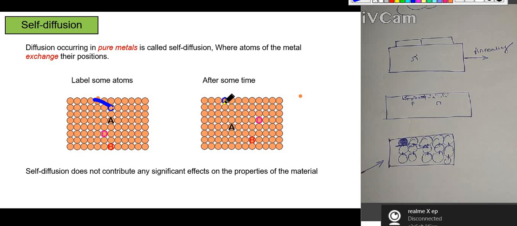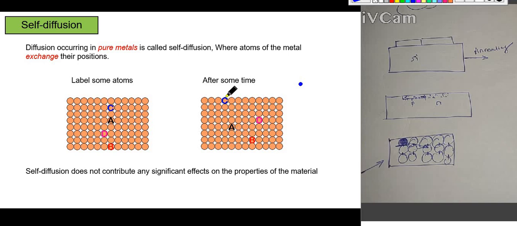D is moved from this point to this point. A is moved from this point to this point. B is moved from this point to this point. Such a movement of atoms inside the crystal of pure metal is called self-diffusion, where the atoms of the metal just exchange their positions.